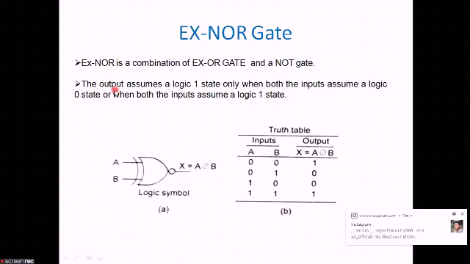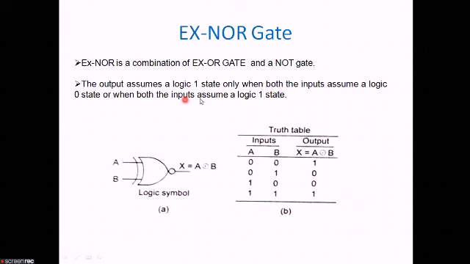Now the output assumes a logic 1 state only when both the inputs assume a logic 0 or both the inputs assume a logic 1 state. This line is a very important line. That's why it has been made as a point.